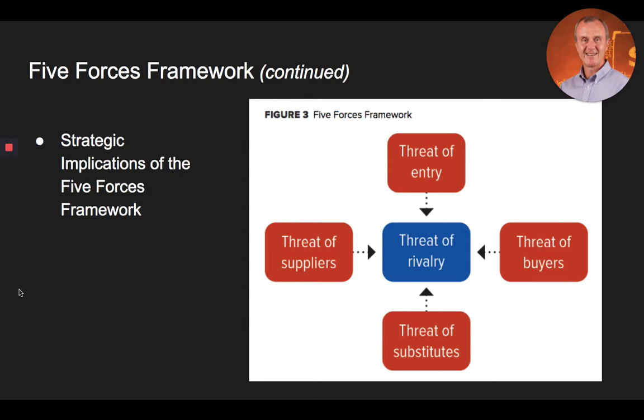the sources of each of these threats. Factors like investments needed, scale economies, product differentiation, and so on, and how these affect the levels of the five forces. And with that, we conclude the second part of our lecture on Chapter 9 on strategic management.